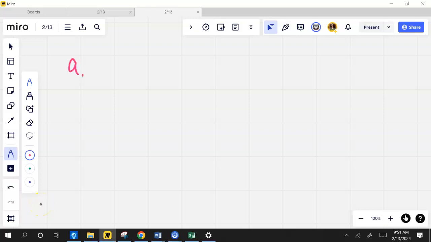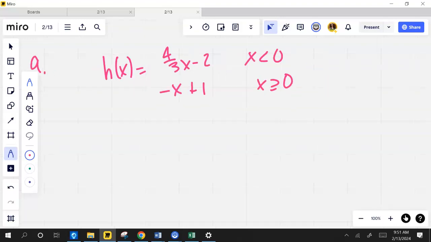Number 9. So I've got h of x equals 4/3 x minus 2 when x is less than 0, and negative x plus 1 when x is greater than or equal to 0.